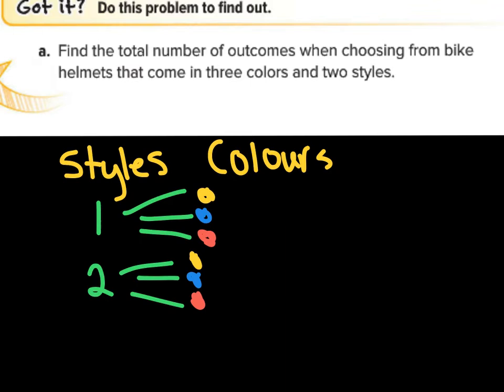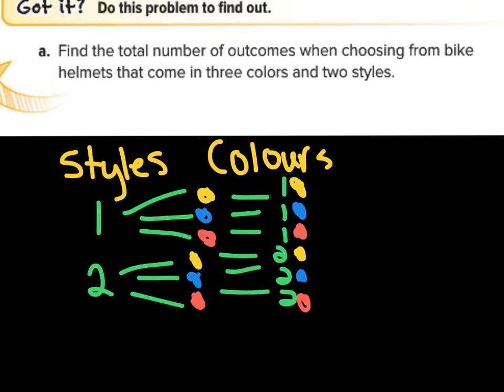When I do my sample, my outcome, I go 1, 2, 3, 4, 5, 6, where I have style 1 in yellow, style 1 in blue, style 1 in red, style 2 in yellow, style 2 in blue, style 2 in red. Okay, so really what do we have here? We have 2 styles and 3 different colors. 2 times 3 equals 6. We could have simply done 2 different styles times 3 different colors is going to equal 6 different possible combinations, outcomes.